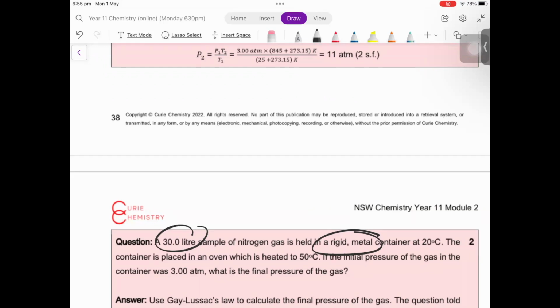Okay. So if they told you, by the way, that it was 30 liters of nitrogen gas in a balloon, which isn't rigid, which can expand and contract, then you can't use Gay-Lussac's law because it's not at constant volume. So it's important here, not that they just told you it's 30 liters, but also that they told you it's a rigid container, which means the volume can't change. So in that case, we can use Gay-Lussac's law.